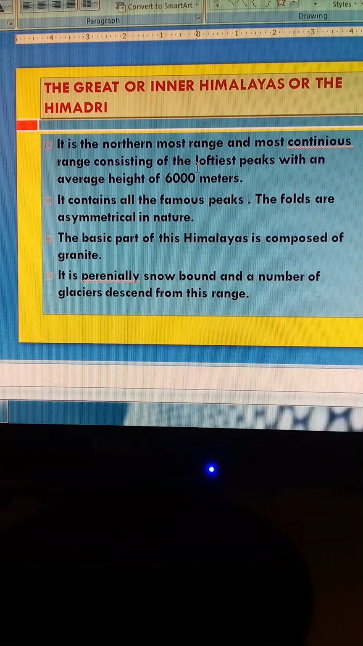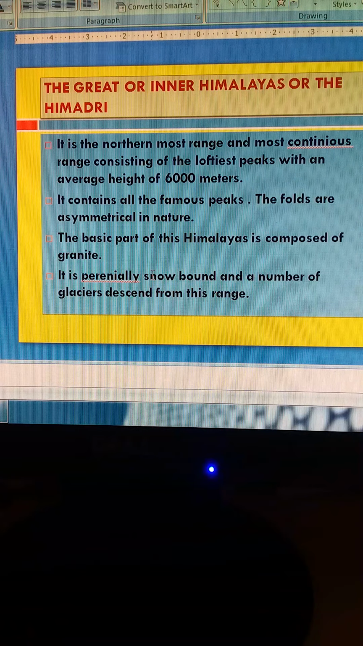It is the northernmost and most continuous range, consisting of the loftiest peaks with an average height of 6,000 meters. It contains all the famous peaks. The folds are asymmetrical in nature, asymmetrical meaning not symmetrical. The core of these Himalayas is composed of granite, a hard mineral rock.